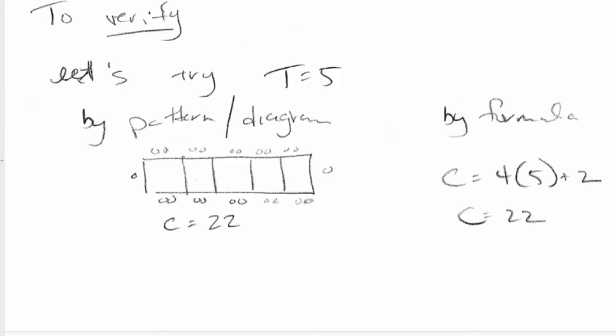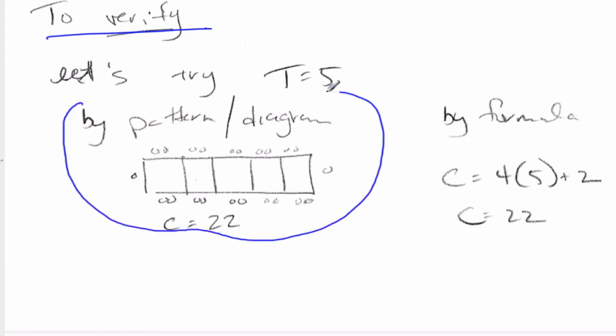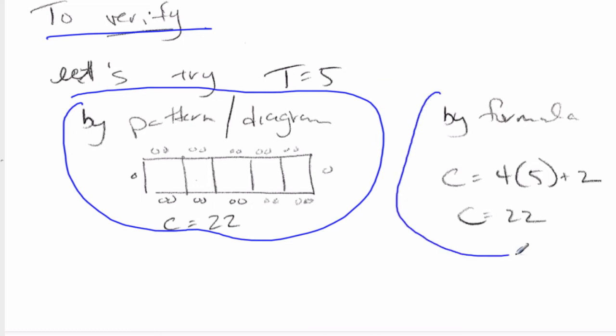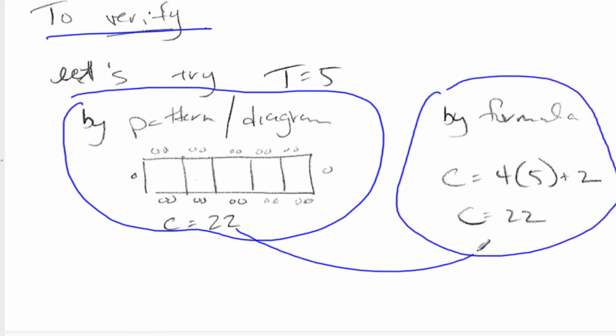Next is to verify. When we verify, again, I'm telling the reader I'm verifying. I have to verify by pattern, so just count one that you haven't done so far. And I have to do it by formula. The idea is those two values are the same, and I've made it clear that I've said by pattern and by formula, and that they are the same. So you're checking your formula works.